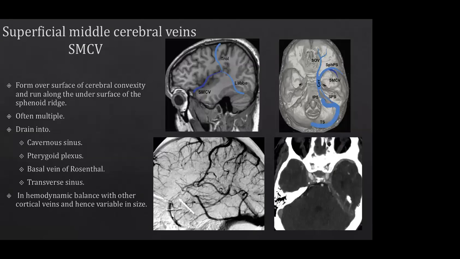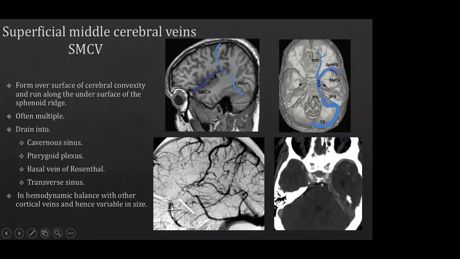Right. So that was about the cortical veins. We have looked at the vein of Labbé and Trolard. Let's look in detail at the superficial middle cerebral vein. This is the vein which we looked at briefly before. We said it drains anteriorly along the inferior aspect of the frontal lobe, the superior aspect of the temporal lobe, and also the inferior parietal lobule.